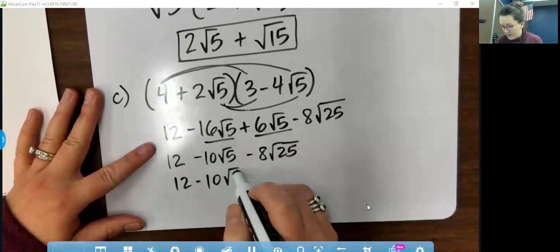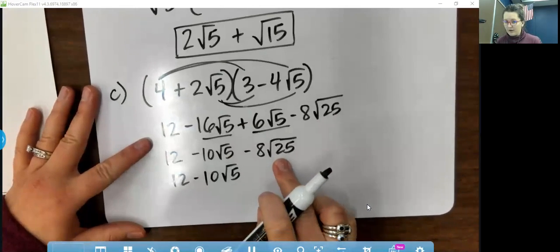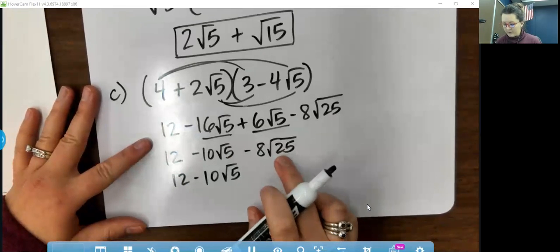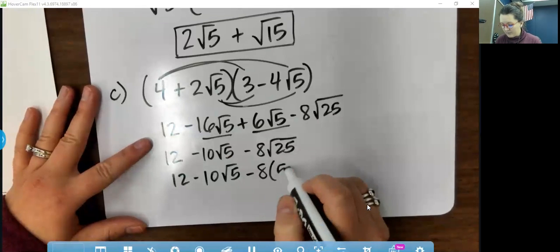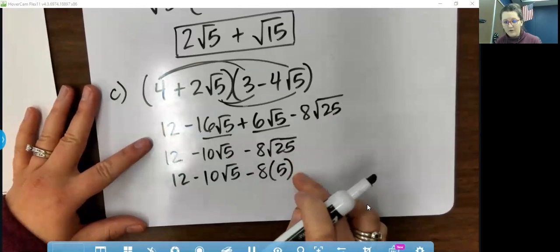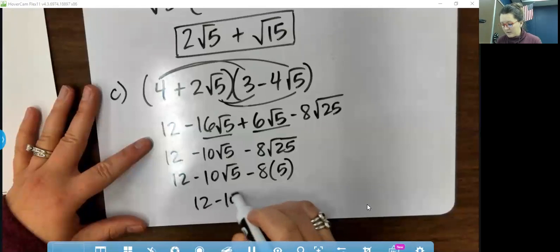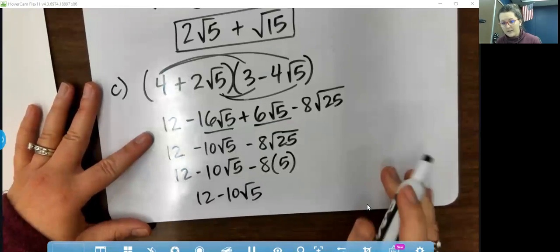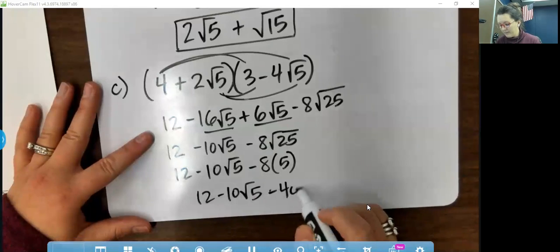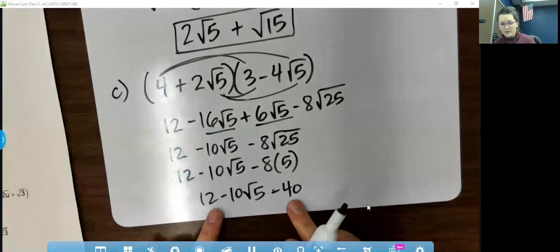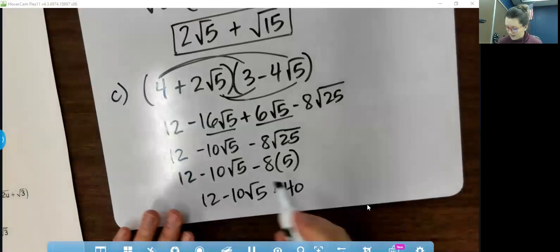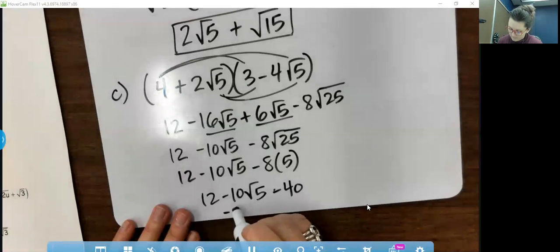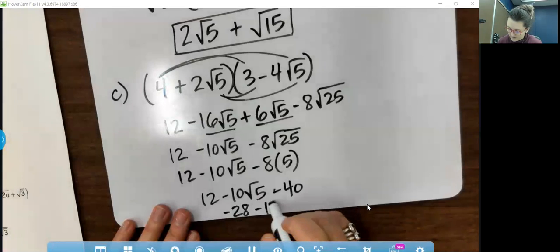All right, so I know that the square root of 25 is 5. So whatever I pull out, I have to multiply it by this number. So if it's 8 times 5, because square root of 25 is 5, then my answer here is 12 minus 10 root 5 minus 40. All right, so what that left us with is 2 like terms here. I have 2 constants, so I can go ahead and put those together. So I have 12 minus 40 is negative 28 minus 10 root 5.